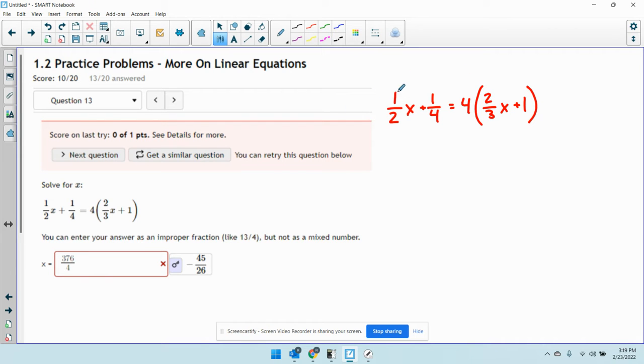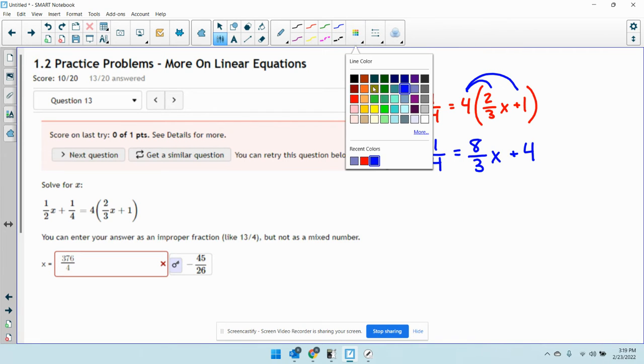I want to get rid of the parentheses and the fractions, but before I do the fractions, let's just get rid of the parentheses because that's going to be an easier process. So I'm going to distribute this 4 to both terms in those parentheses. So this left-hand side is going to stay the same. 4 times 2/3 is 8/3 x. 4 times 1 is 4.